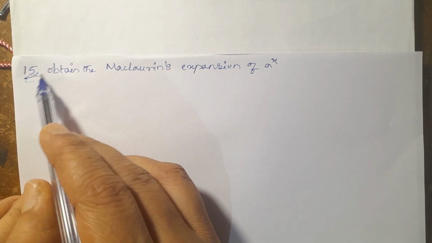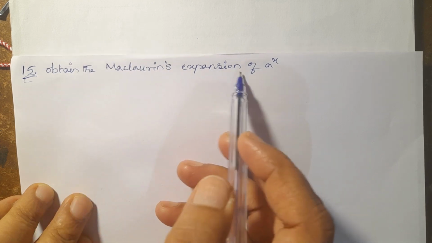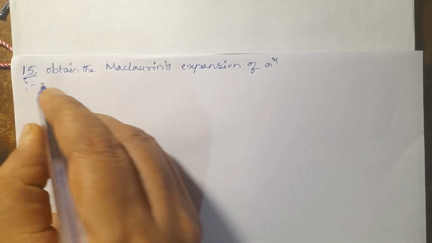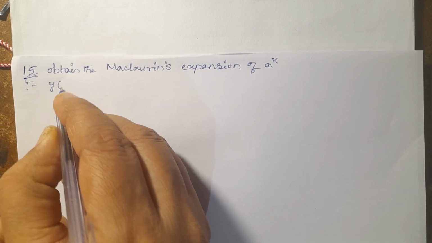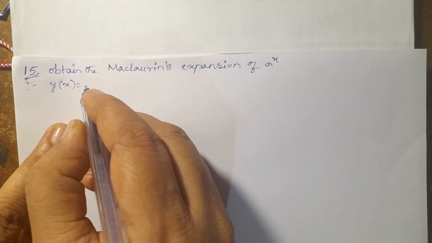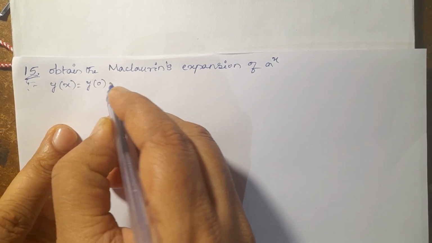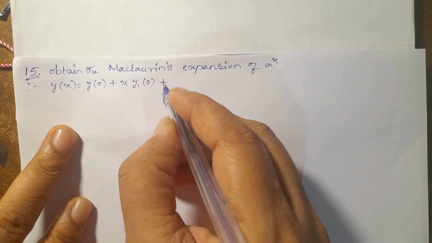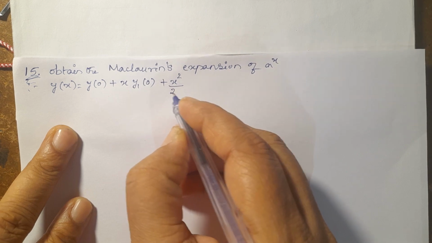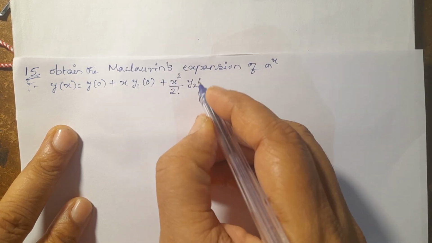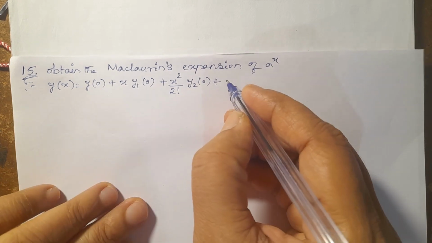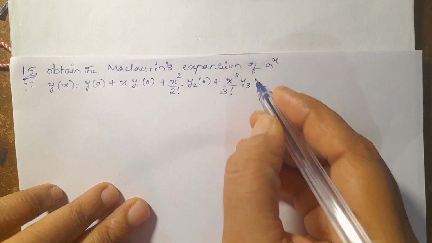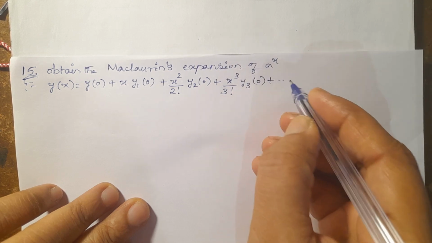Problem number 15. Obtain the Maclaurin's expansion of a power of x. First we should write the Maclaurin series expansion of y of x. So y of x equal to y of 0 plus x into y1 of 0 plus x square divided by 2 factorial into y2 of 0 plus x cube divided by 3 factorial into y3 of 0 plus etc.